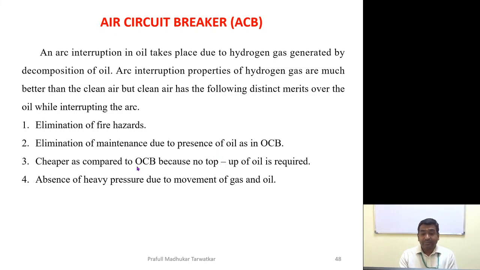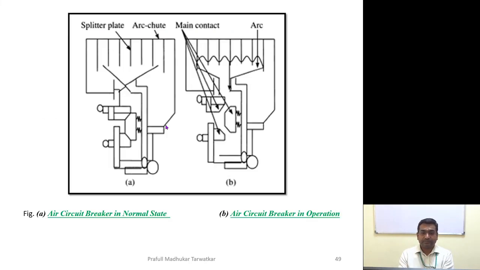So it is cheaper as compared to OCB, because no top up of oil is required. So no change of oil, so no cost, hence cheaper compared to other types of circuit breakers. Absence of heavy pressure due to movement of gas and oil, like in the vacuum circuit breaker, SF6 circuit breaker, oil circuit breaker, the pressure is quite less. So these are the advantages of the air circuit breaker compared to other circuit breakers.